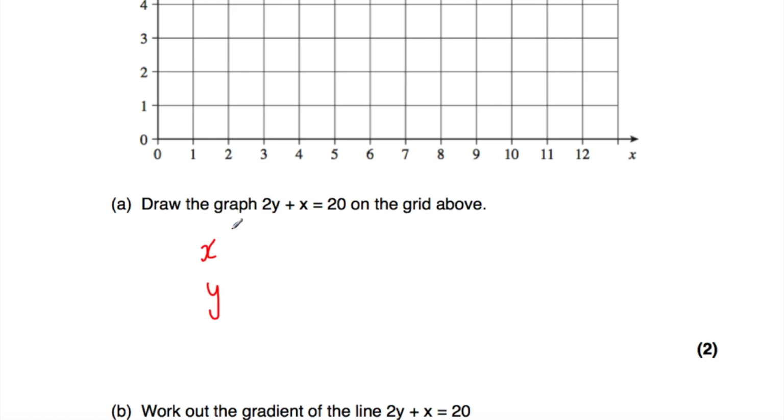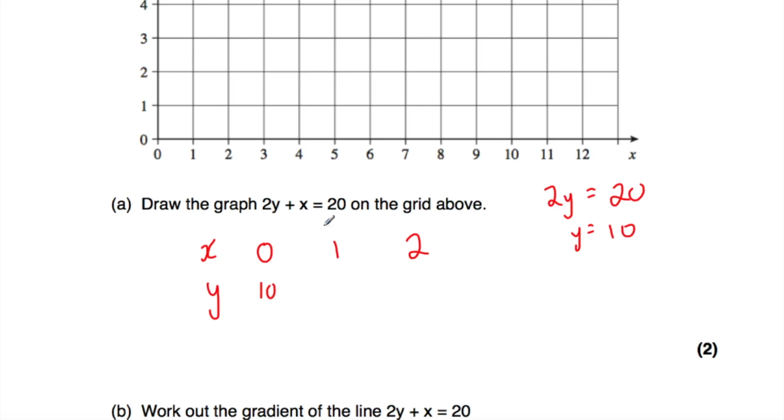So let's choose some values for x. I'm going to choose 0, 1, and 2. We're going to substitute them into here, the value for x, and find out what the value for y would be. Let's start off with 0. We've got 2y, and then we add x, so adding 0. I'm just going to write 2y, and that equals 20. Then if we divide both sides by 2, we get y is equal to 10.